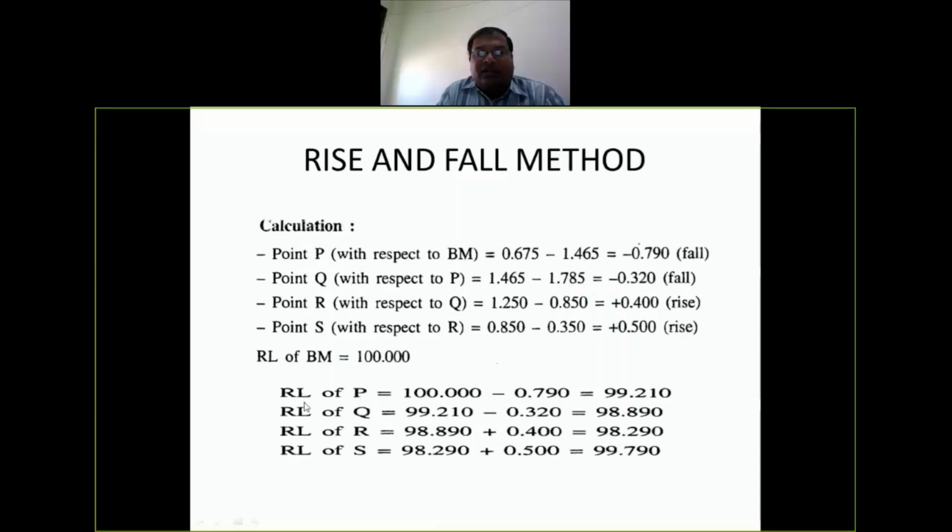You can see I have already shown your calculation. RL of point P is equal to 100 minus 0.790. You will get 99.210. Then RL of point Q is equal to 99.210 minus 0.320. You will get 98.890. Same way you have to calculate the RL of R and the RL of S, that we have already calculated.